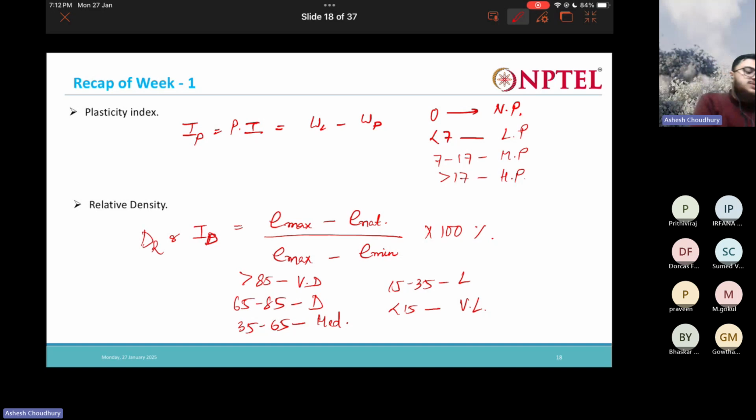So just go through this. Go through the example problems in this book, Basic and Applied Soil Mechanics by Gopal Ranjan and ASR Rao, that fourth chapter, soil structure and clay mineralogy. If you go through the example questions in that book, I think you will be able to solve the questions that are given in your assignment.